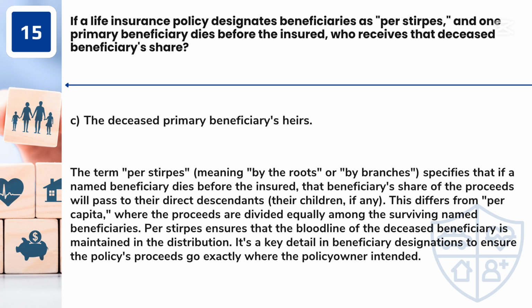The term per stirpes, meaning by the roots or by branches, specifies that if a named beneficiary dies before the insured, that beneficiary's share of the proceeds will pass to their direct descendants, their children, if any. This differs from per capita, where the proceeds are divided equally among the surviving named beneficiaries. Per stirpes ensures that the bloodline of the deceased beneficiary is maintained in the distribution. It's a key detail in beneficiary designations to ensure the policy's proceeds go exactly where the policy owner intended.